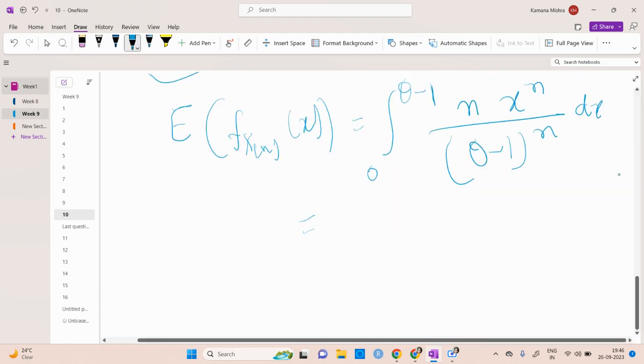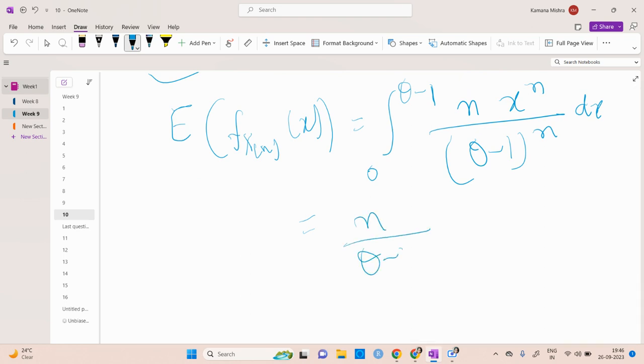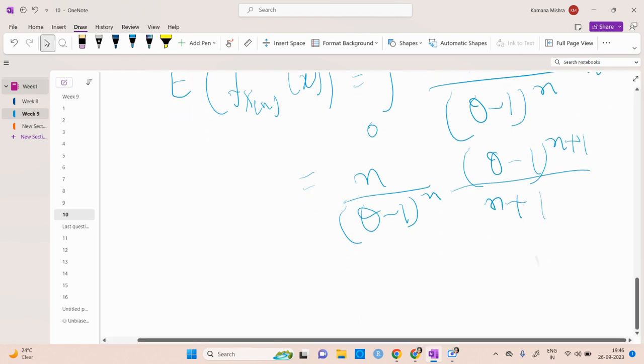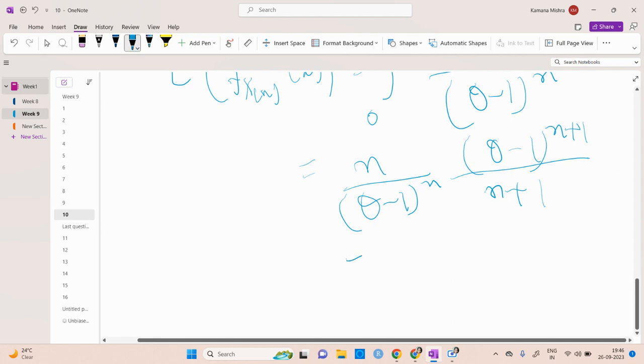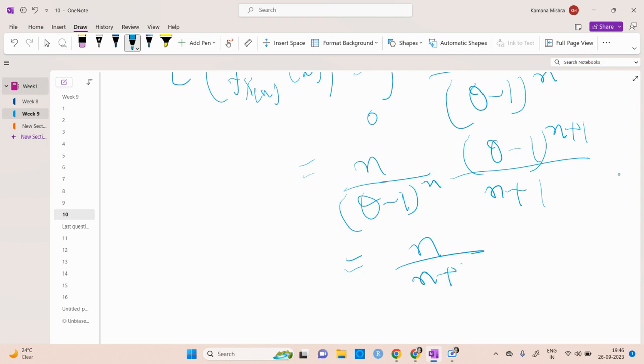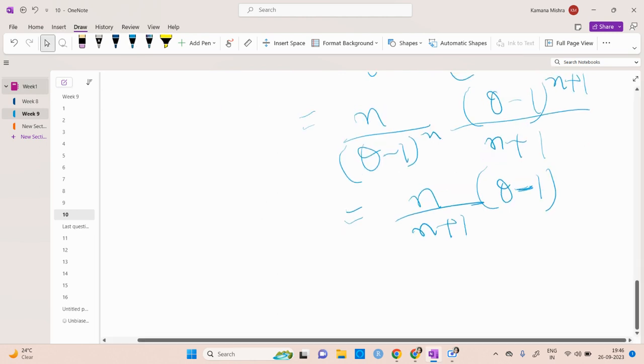So n upon theta minus 1 to the power n will come out. x to the power n integrates to x to the power n plus 1, which gives theta minus 1 to the power n plus 1 divided by n plus 1. So it will be n upon n plus 1 times theta minus 1, right? So this is the expectation we have.